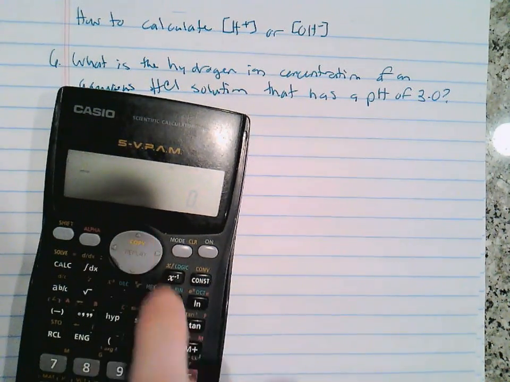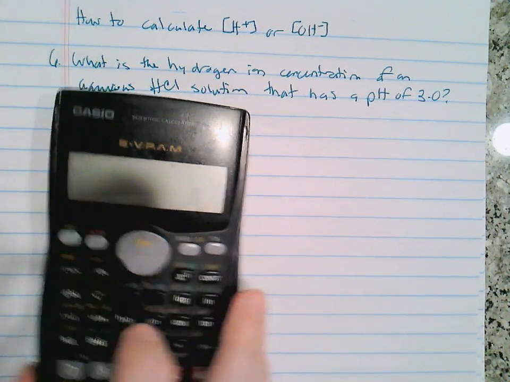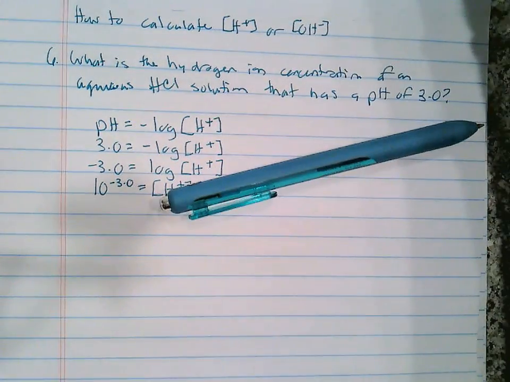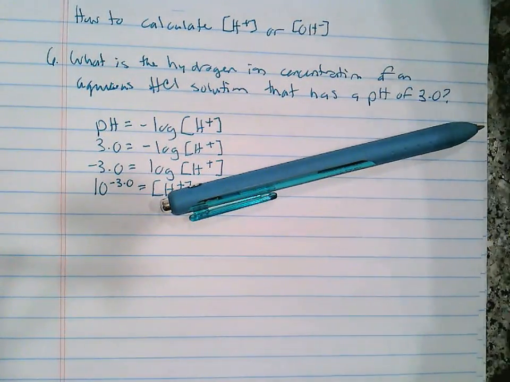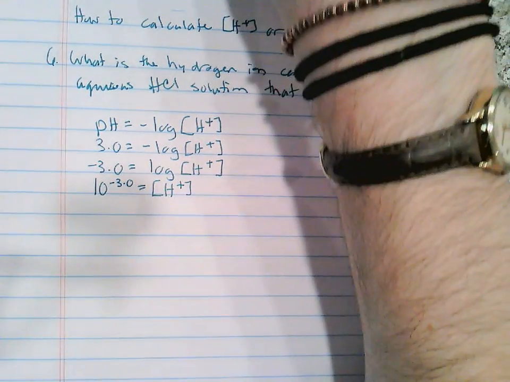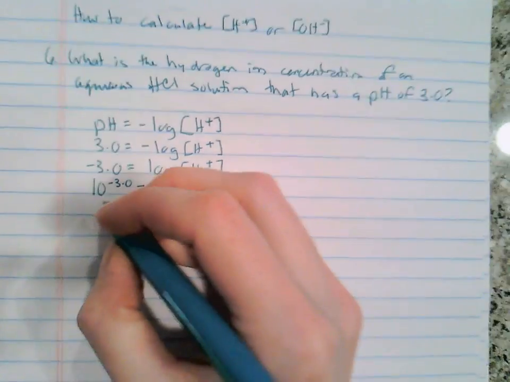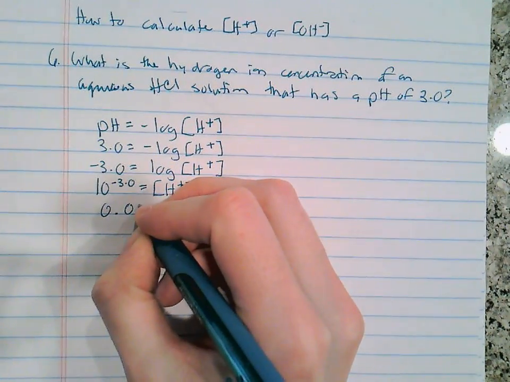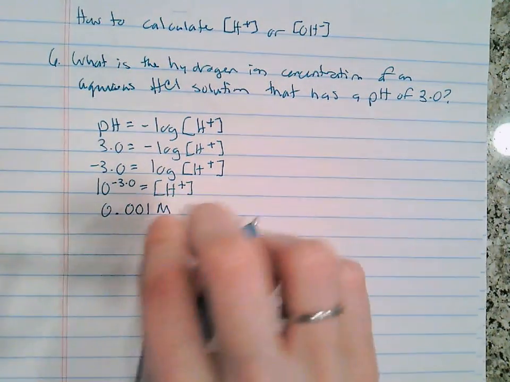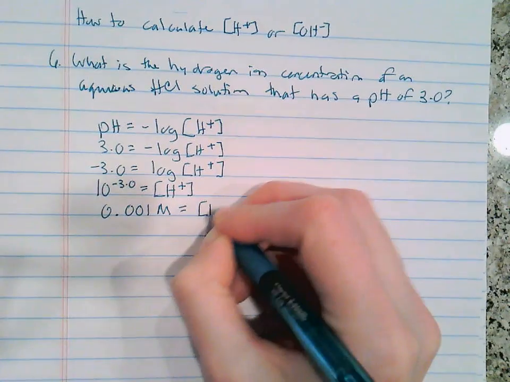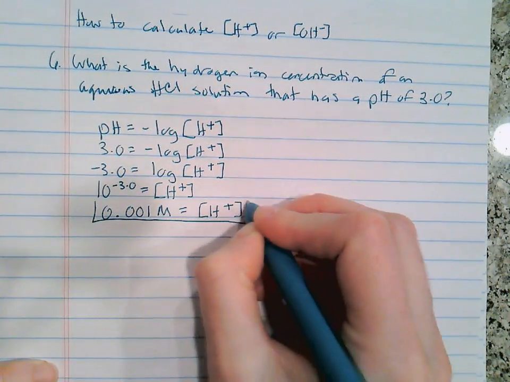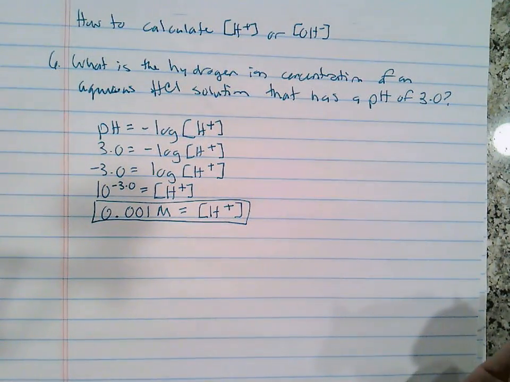If you do 10 raised to -3rd power, which again I could do just by moving the decimal, you're going to get 0.001 molar, which is what goes with our concentration brackets here. So molar equals the concentration of hydrogen ions. That would be your answer for this first one.